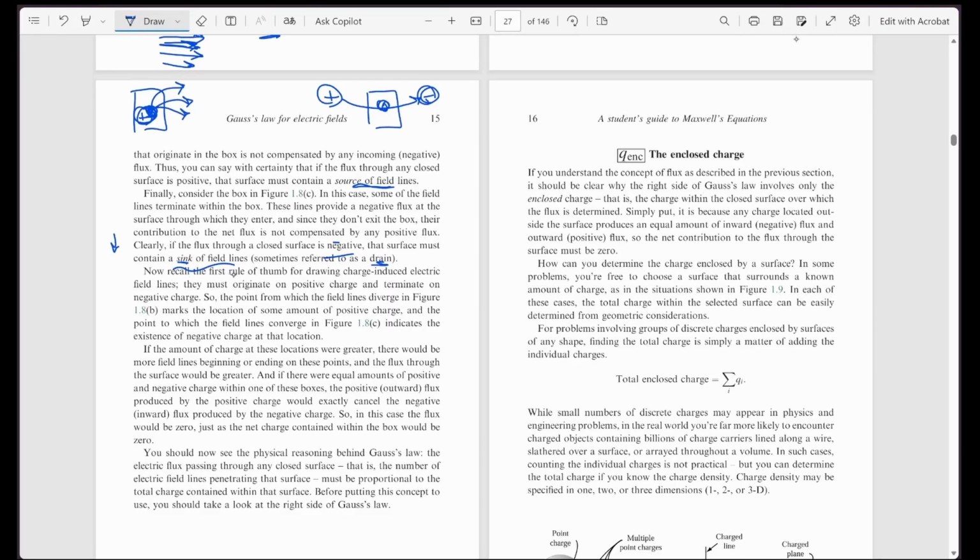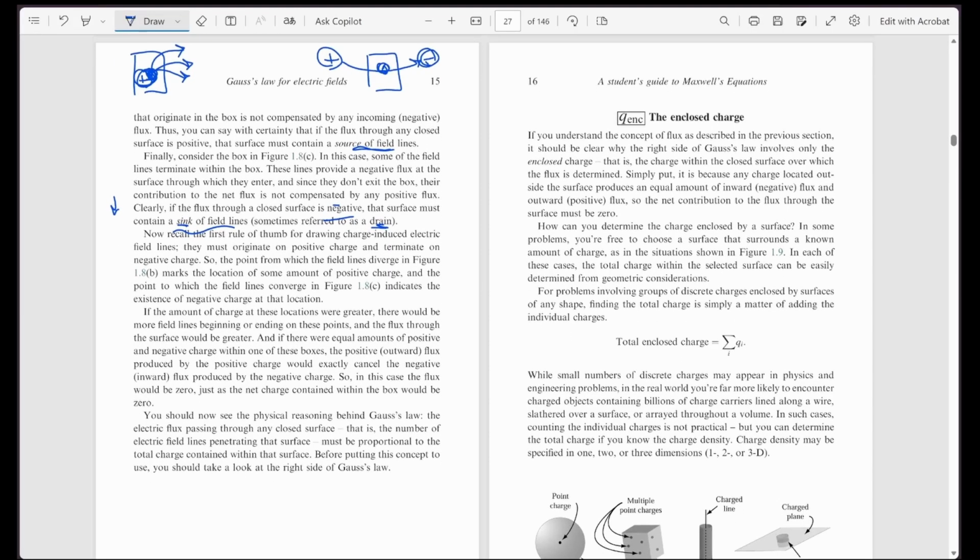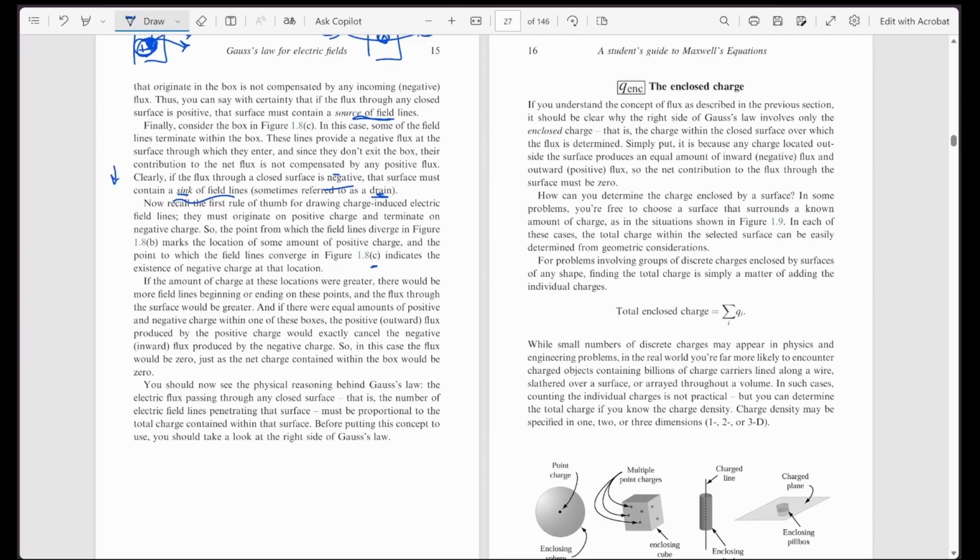Now recall the first rule of thumb for drawing charge-induced electric field lines. They must originate on positive charges and terminate on negative charges. So the point from which the field lines diverge in figure 1.8b marks the location of some amount of positive charge, and the point to which the field lines converge in figure 1.8c indicates the existence of a negative charge at that location. If the amount of charge at these locations were greater, there would be more field lines beginning or ending on these points, and the flux through the surface would be greater.